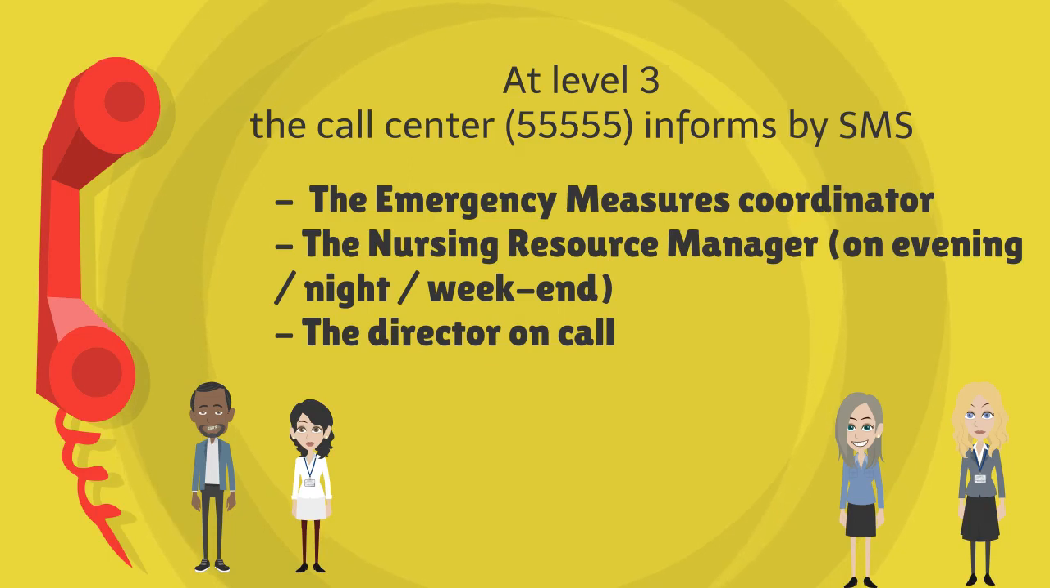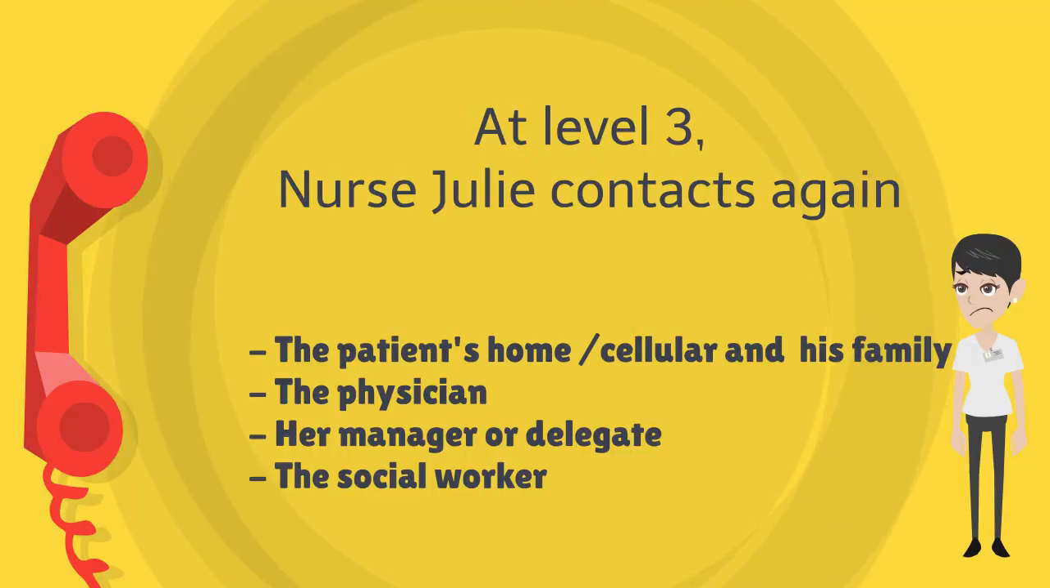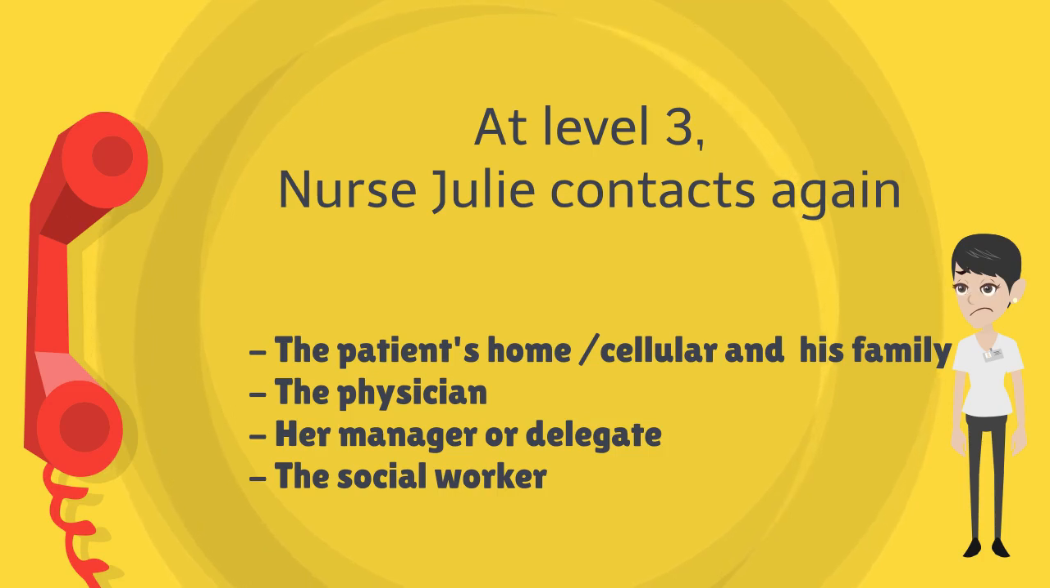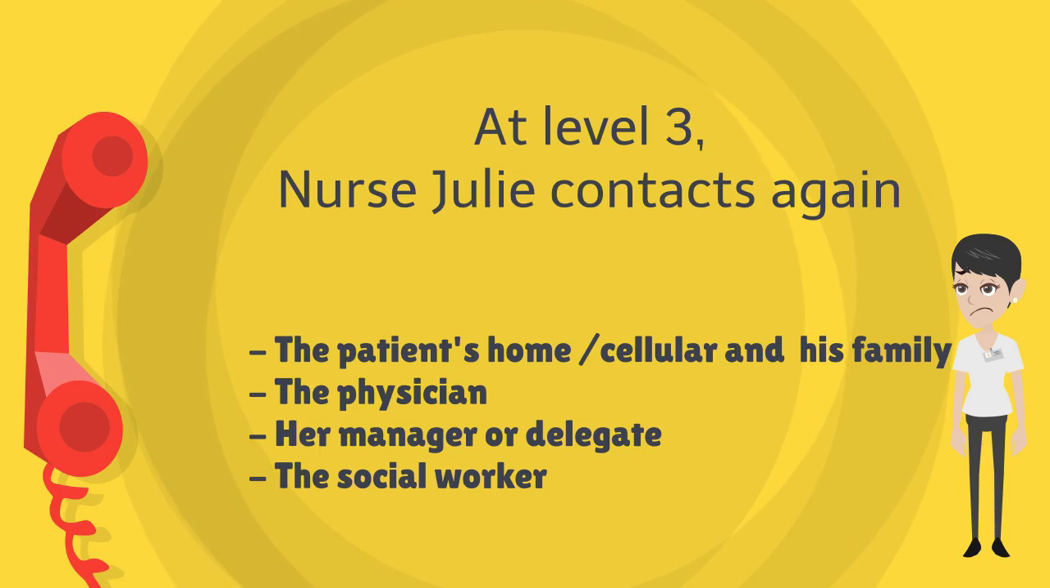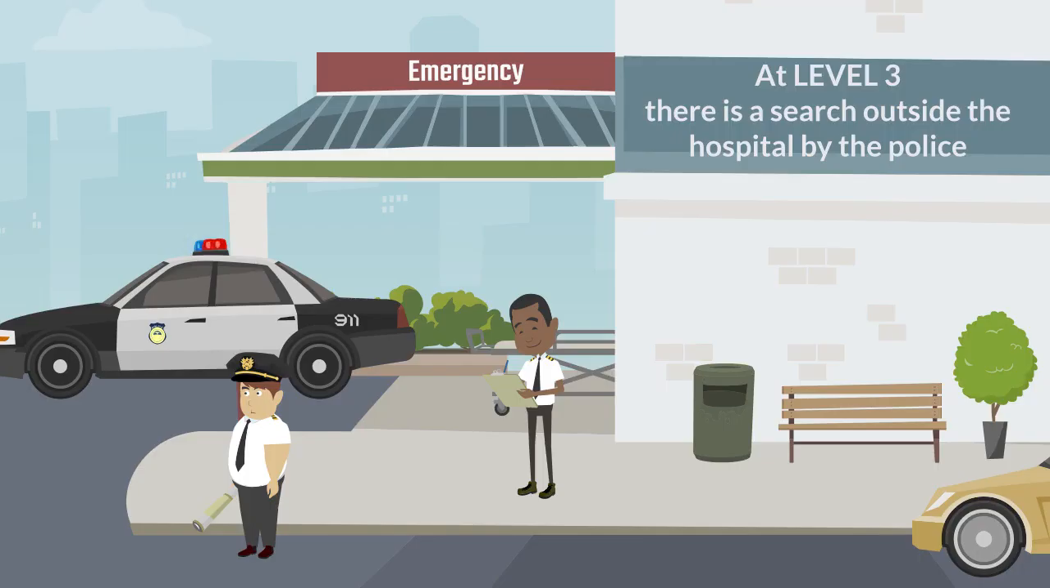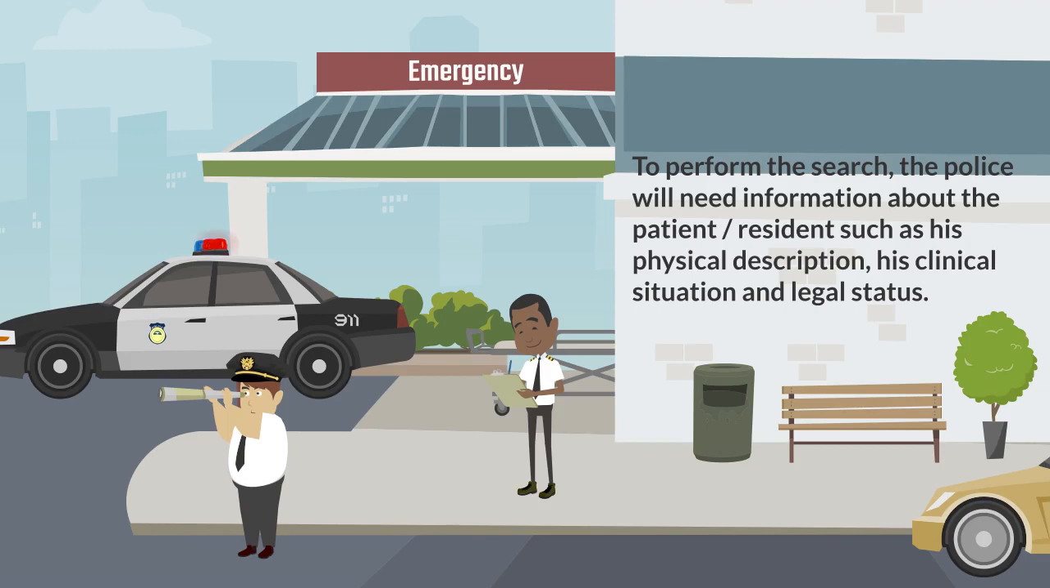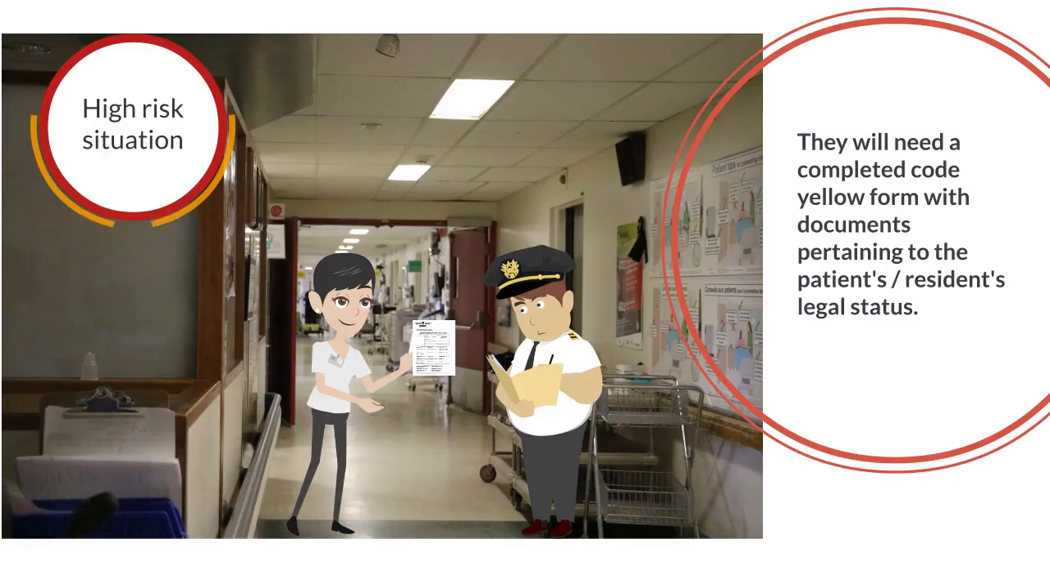At level 3, the call center will initiate and call the people listed here. At level 3, Nurse Julie reattempts to call the patient's home, their family, and also contacts the doctor, her supervisor, and the social worker again to give them an update. To undertake the search at level 3, the police will need information about the patient, information about his physical description, his legal status, and his clinical situation.